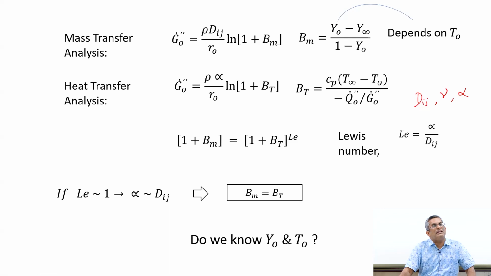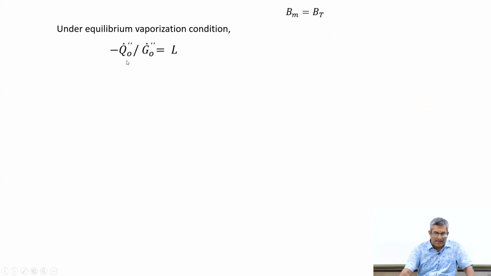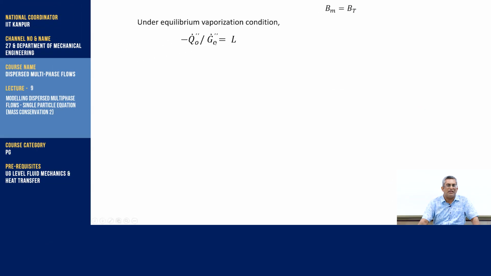We need another equation. So, if you equate Bm to Bt, you will get one equation, but you have two variables. So, you need another equation to solve it. And if we assume equilibrium vaporization, that is, the heat flux is equal to the latent heat times the vaporization flux, and Bm is equal to Bt, then we get this equation.